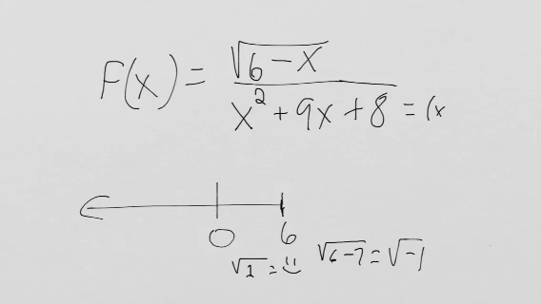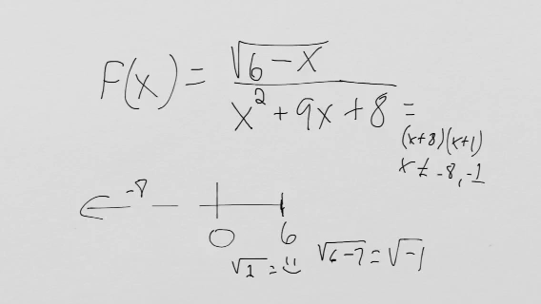That factors as x plus 8 times x plus 1. That means if we were to plug in negative 8 or negative 1, we would divide by 0, which isn't going to give us a real output. So we just have to eliminate negative 8 and negative 1 from our number line. We'll give an approximate idea of where they would be. Negative 8 is gone, negative 1 also gone.